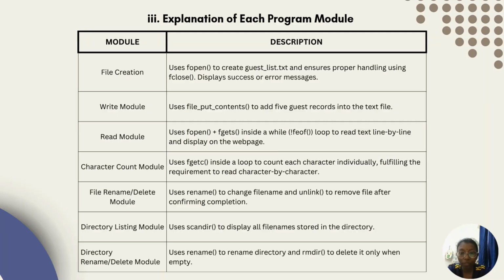And the character count module uses the fgetc method inside a loop to count each character individually, fulfilling the requirement to read character by character. The file rename and delete module uses the rename method to change the file name and the unlink method to remove the file after confirming completion. The directory listing module uses the scandir method to display all file names stored in the directory. And finally, directory rename and delete uses the rename method to rename the directory and the rmdir method to delete it only when it's empty.